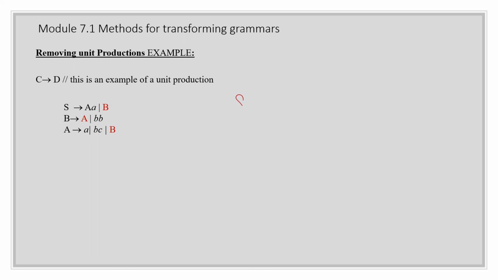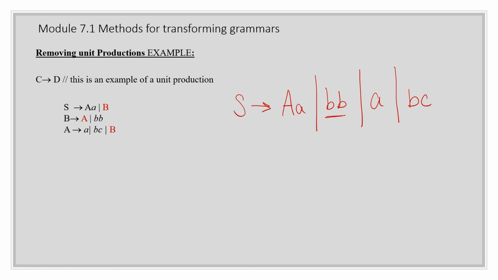So we have our start. Of course, we keep A, A. That is not a unit production, but this is a unit production. We notice that B goes to B, B, but B also goes to A. So we have to include the non-unit productions for A. So we have this B, in which we picked up B, B, but then we also have this A, so we have to pick up the A and the B, C as well.